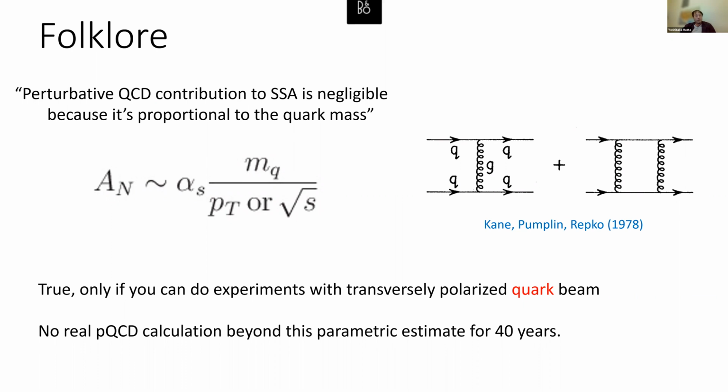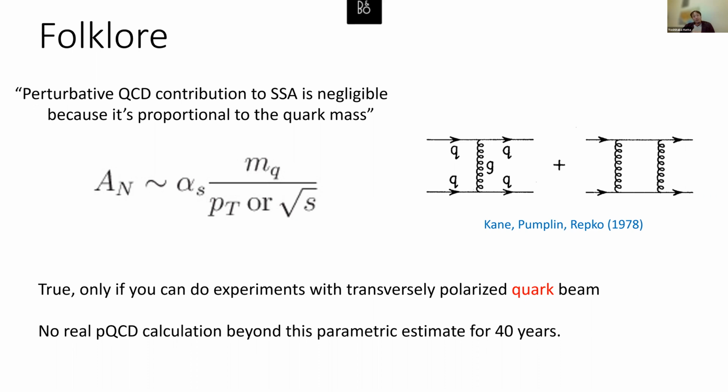the old-fashioned perturbative QCD contribution to the single spin asymmetry. I suppose you are not in this community, so let me tell you a story. In the QCD spin physics community, there is a well-known prejudice which goes like this: the perturbative QCD contribution to single spin asymmetry is negligible. It's completely negligible because it's proportional to the quark mass.